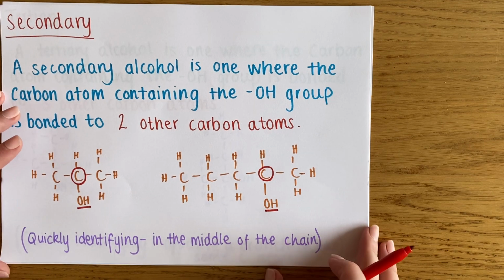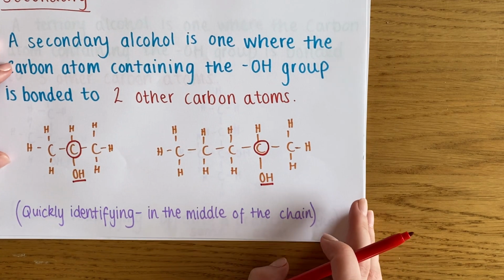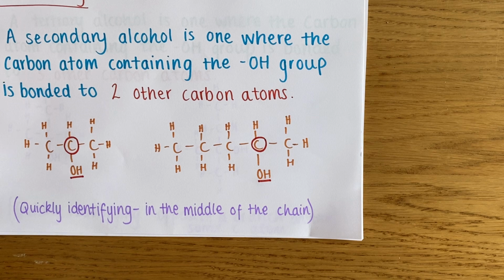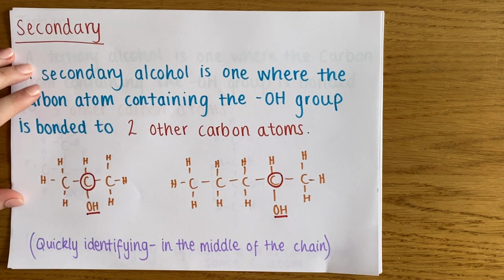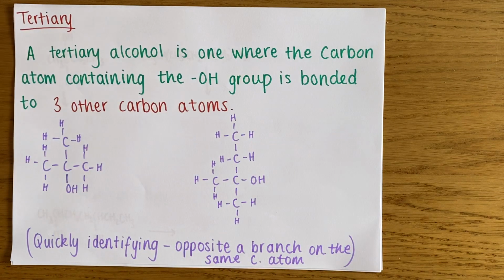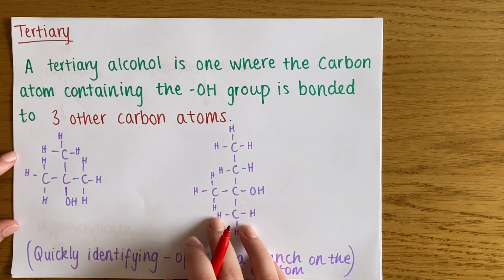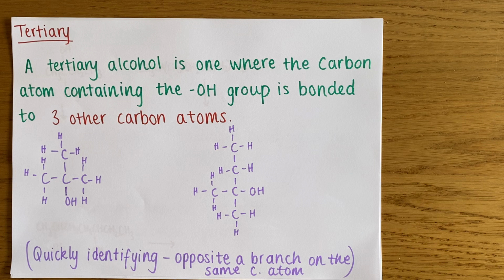Quick way of identifying it: it's in the middle of the chain. So your hydroxyl group is going to be in the middle of the chain. On to our last one then, tertiary. A tertiary alcohol is an alcohol where the carbon atom containing the OH group, the hydroxyl group, is bonded to 3 other carbon atoms.